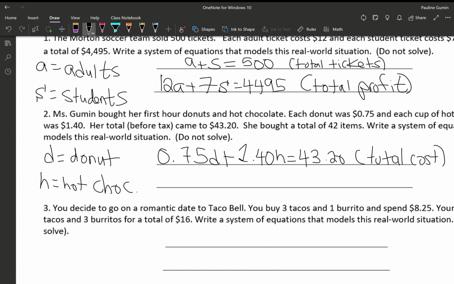What else do I know? Well, I know that the imaginary me bought a total of 42 items. So, if I add up all the donuts and hot chocolates, I should have 42 things. Using this system, we could find how many donuts and how many hot chocolates were purchased.